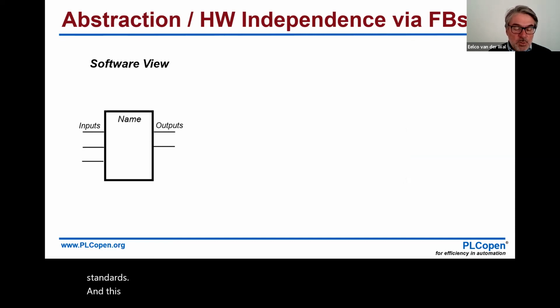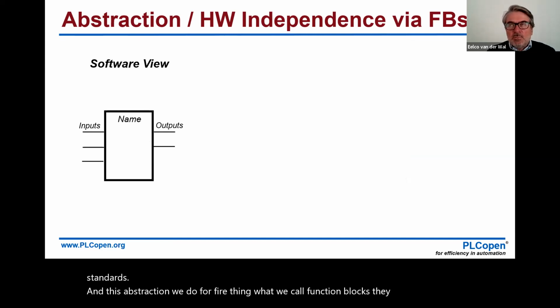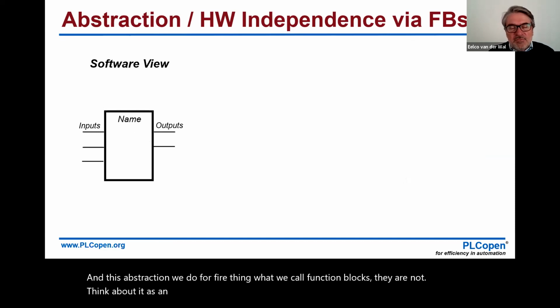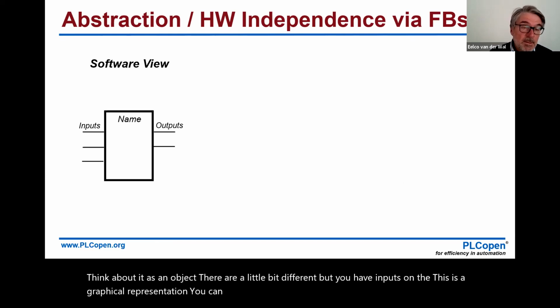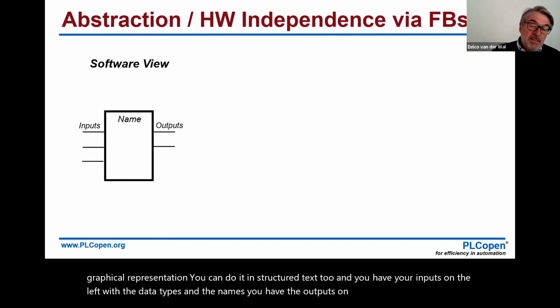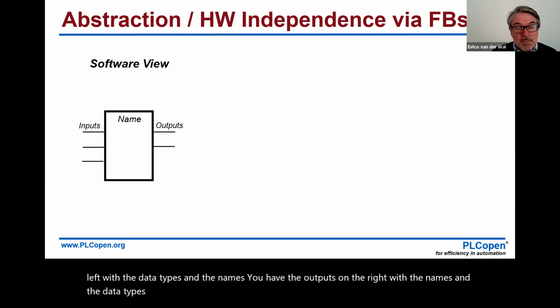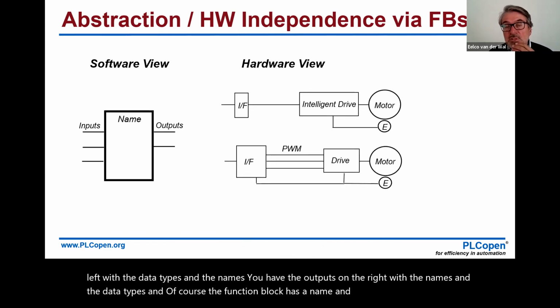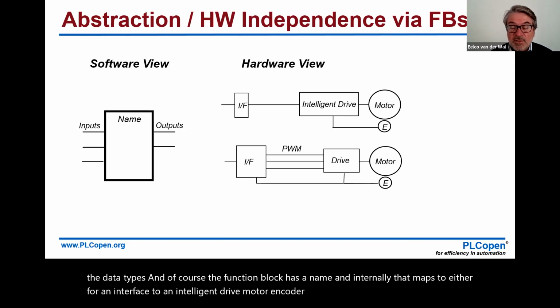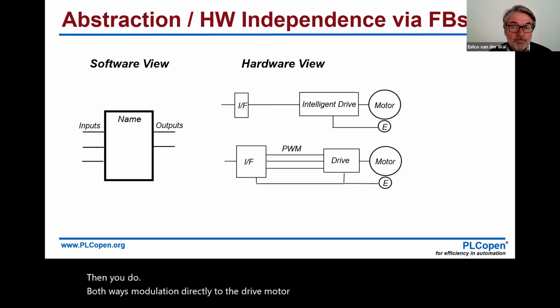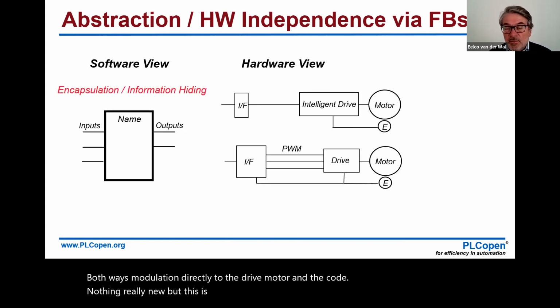This abstraction we do via what we call function blocks. Think about it as an object, though they are a little bit different. You have inputs on the left. This is a graphical representation; you can do it in structured text too. You have your inputs on the left with the data types and the names, and the outputs on the right with the names and the data types. And of course, the function block has a name. Internally, that maps either via an interface to an intelligent drive, motor and encoder, or, if you have a thicker interface, with modulation directly to the drive, motor and encoder. Nothing really new, but this is encapsulation, information hiding.